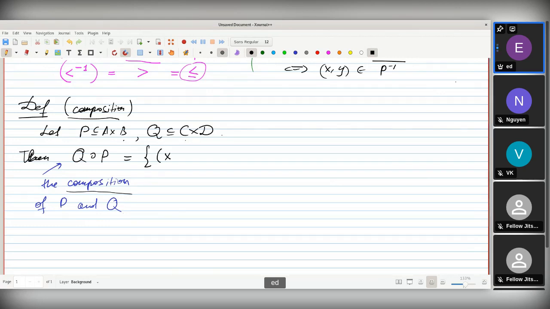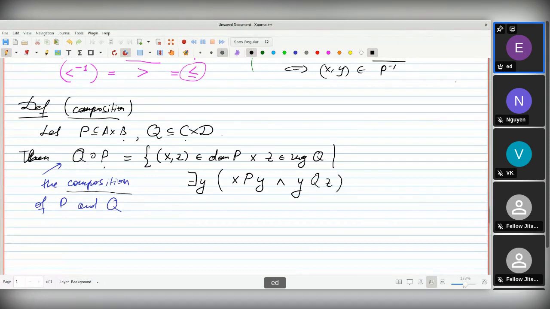It is a set of pairs X, Z, where X has been taken from the domain of P, and Z has been taken from the range of Q, such that there is some intermediate point Y which somehow connects X to Z. So there is an arrow from X to Y via P, and from Y to Z via Q. So essentially it is an existential quantifier.